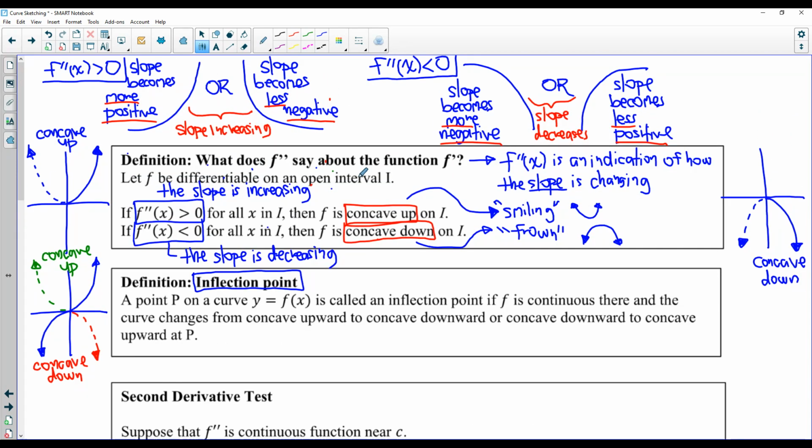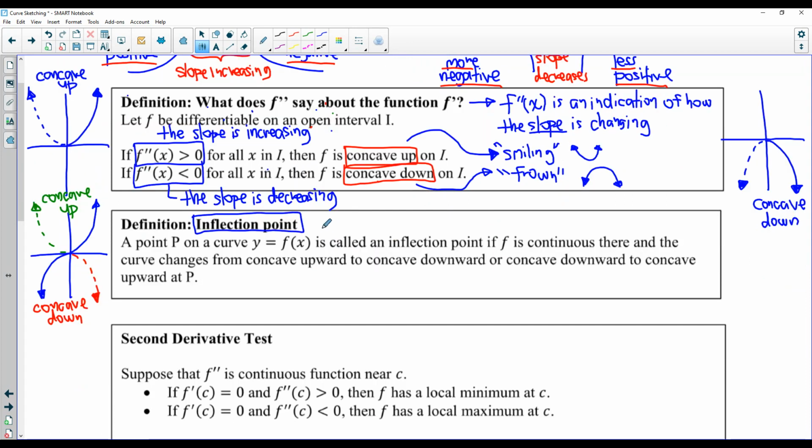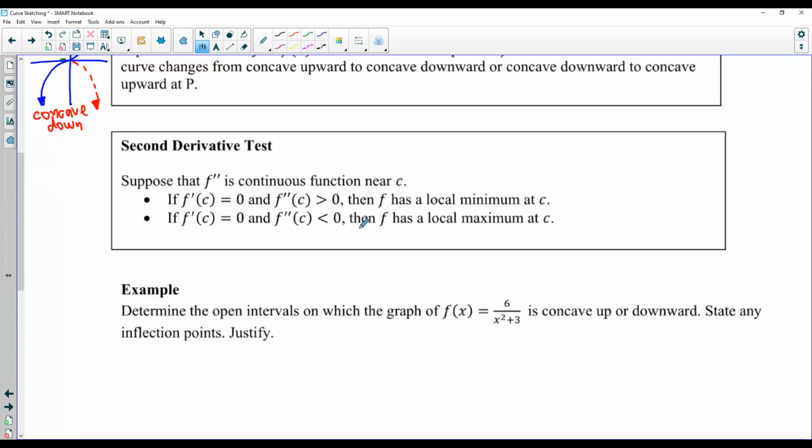Okay, now we've described the connection between the second derivative and the concavity, and also defined what an inflection point is. We can describe the second derivative test. This will make more sense when we get into an example in just a moment. But what this says is that suppose you can calculate the second derivative, so f prime of x is a continuous function near c. It says if f prime of c is equal to 0, so that's a critical point.